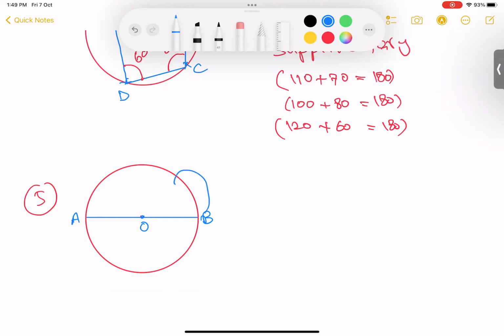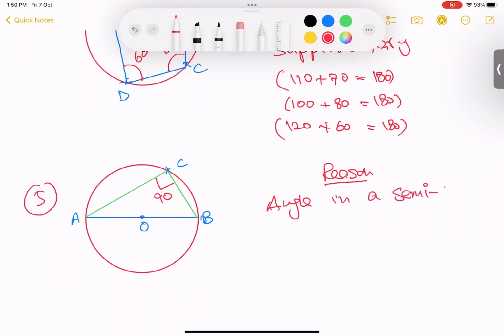Take any point on the edge, anywhere on the edge, up or down. For example, C is a point here. If you join C with A and C with B, make sure the angle at C is always 90 degrees, no other angle, always 90 degrees. So what is the reason behind it? The reason, I'm writing here: angle in a semicircle. You can ask me, sir, why semicircle? Let me tell you the reason.